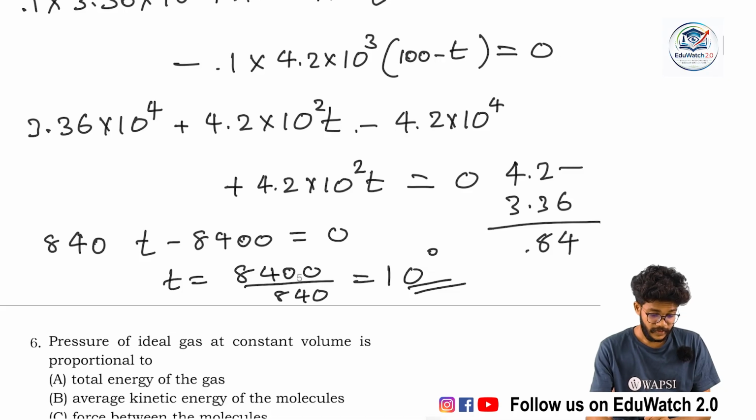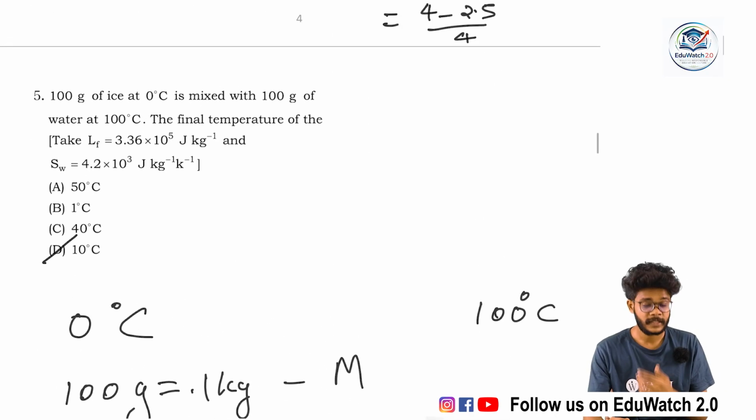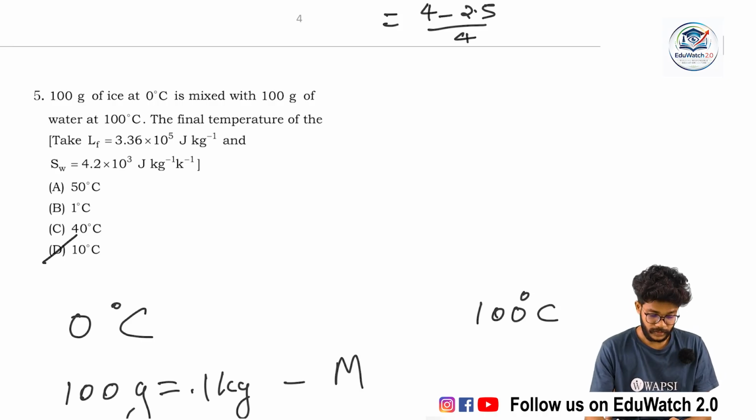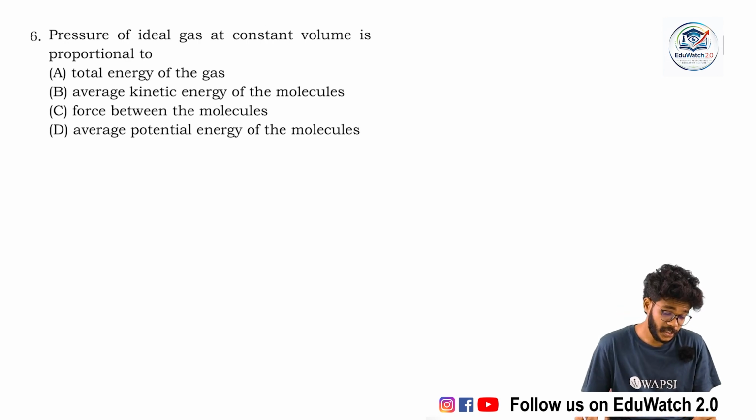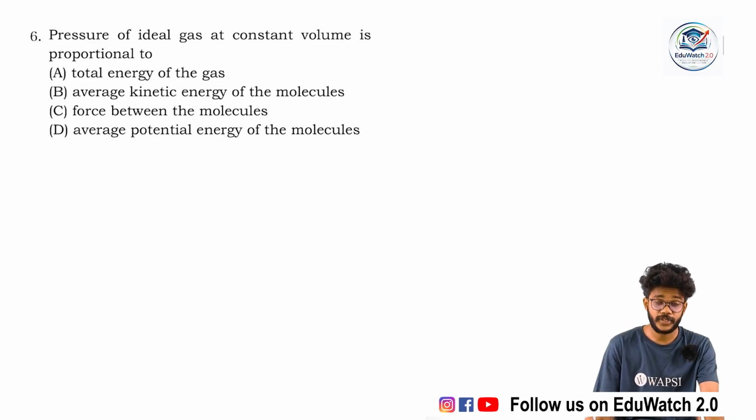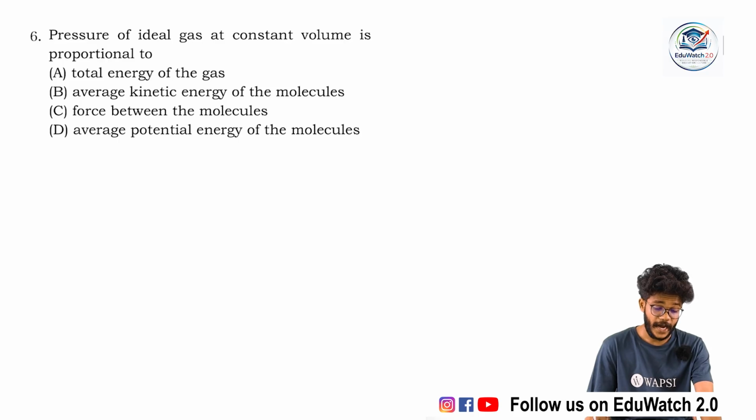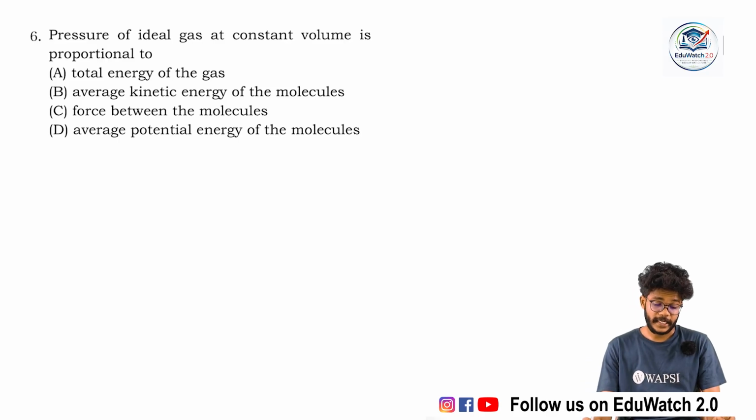Then we can check with our options. Option D is the correct answer, it is 10 degrees Celsius. Then we can move to the next question, the sixth question. The pressure of an ideal gas at constant volume is proportional to: option A, total energy of the gas; B, average kinetic energy of the molecule; C, force between the molecules; and D, average potential energy of the molecule.